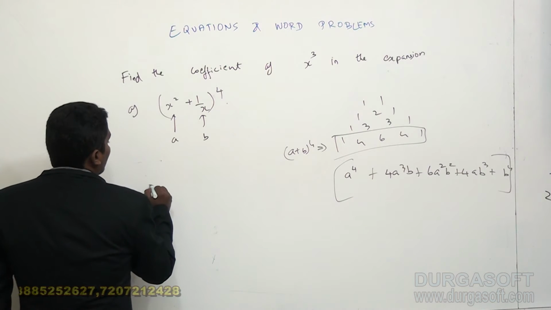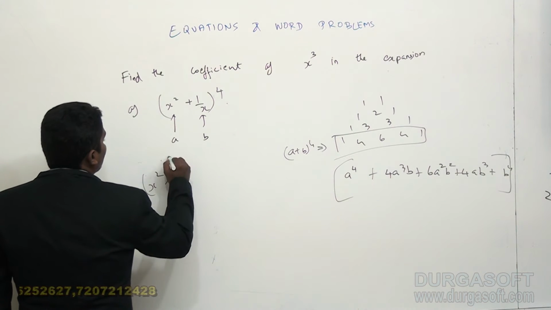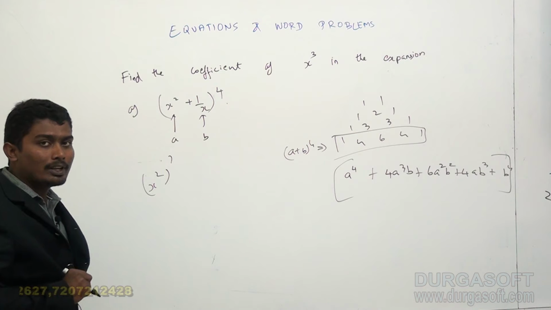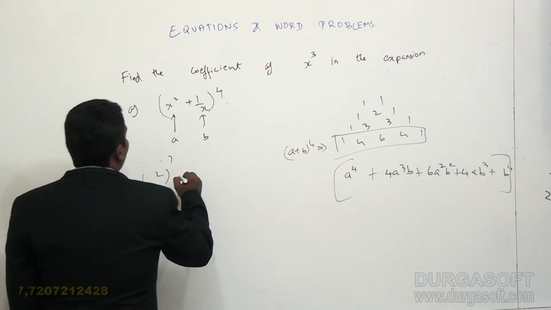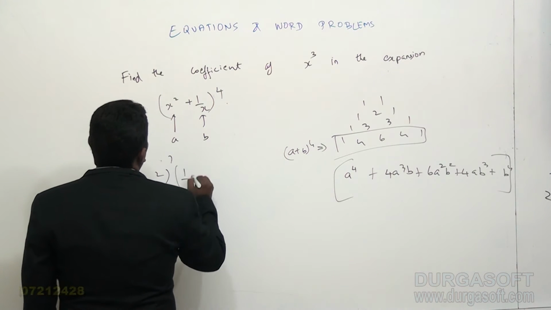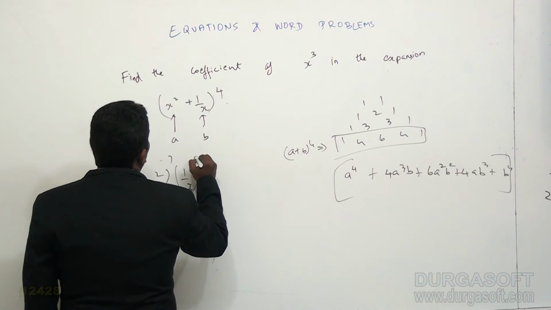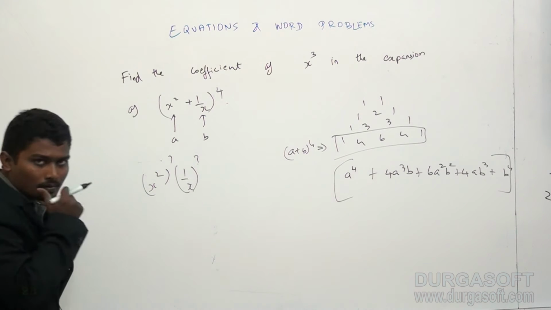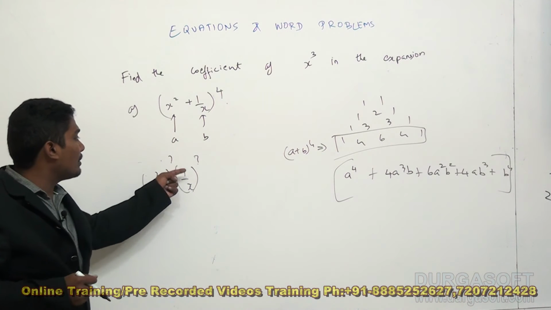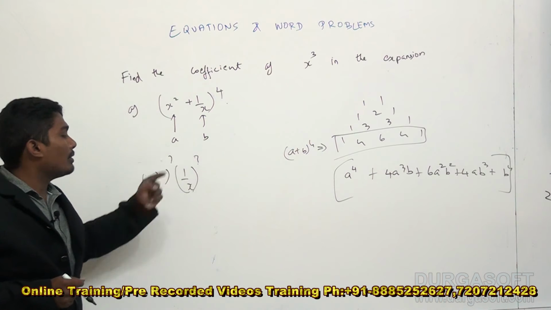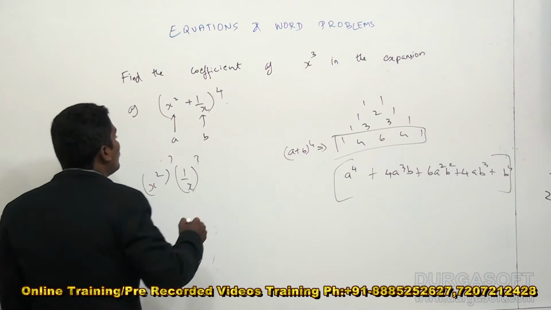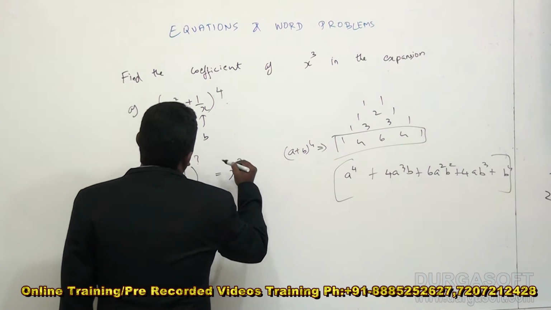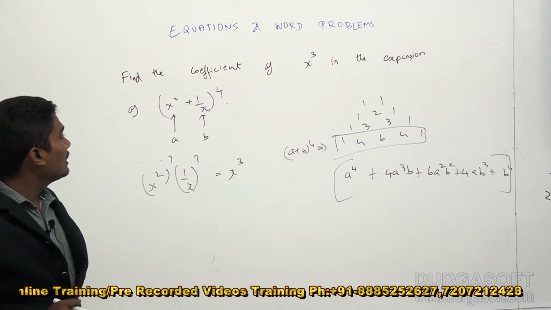So x square to the power of some number, and 1 by x to the power of some number, this should give me x cube.